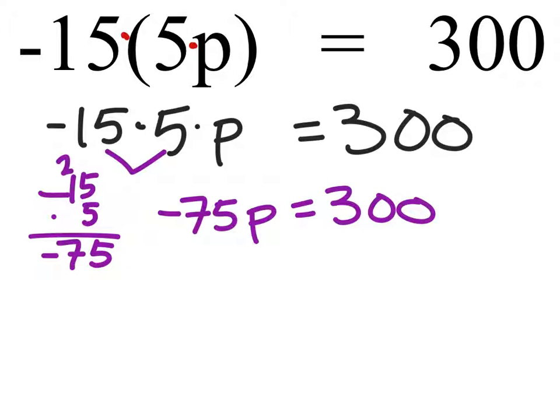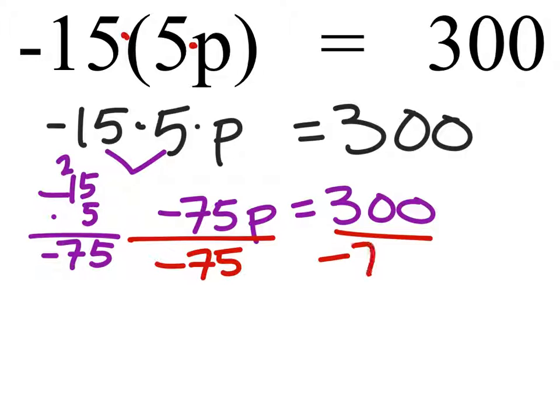Now, in order to solve for P, we need it by itself, so we're going to divide both sides by negative 75. And how many negative 75 go into 300? It looks to me like we would get a fraction out of that, so let's go ahead and simplify that. 75 is divisible by 25, so is 300.